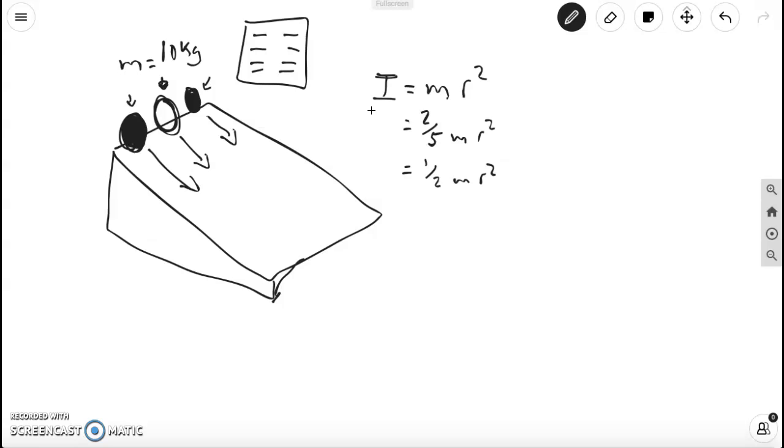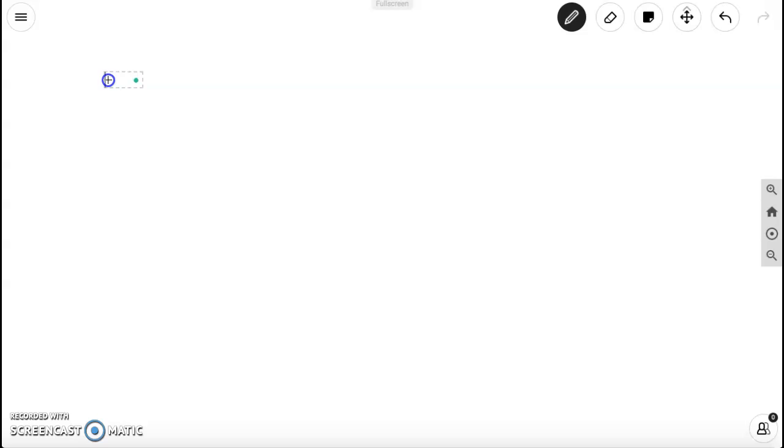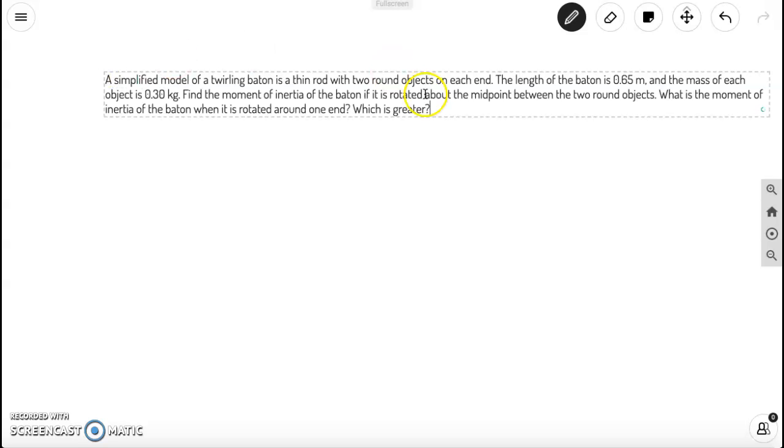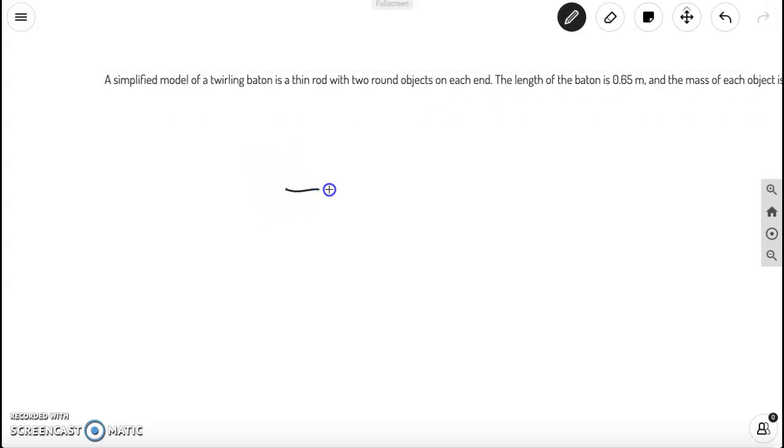So to get a better idea of this, I'm going to walk you through a problem and how we would use these equations to figure out how likely something is to spin. Okay? So let me clear the screen. And our question is up here now. A simplified model of a twirling baton, like what you spin for, I don't know, football games? Who uses batons now? But a twirling baton is a thin rod with 2 round objects at each end.